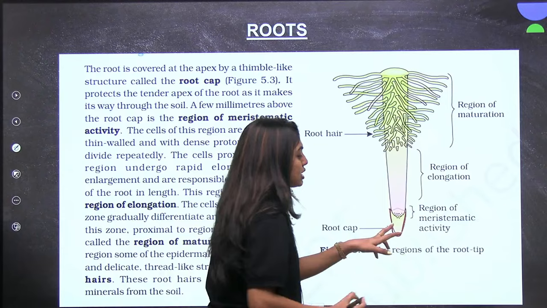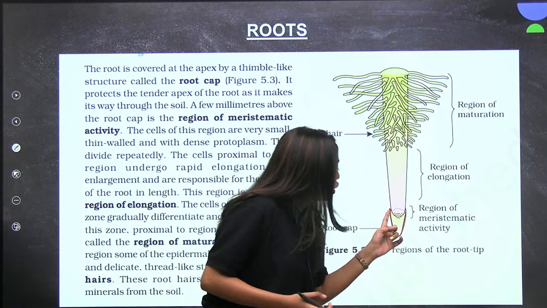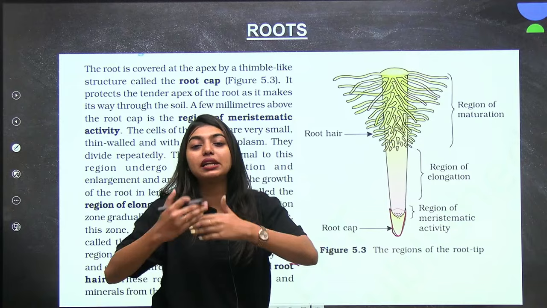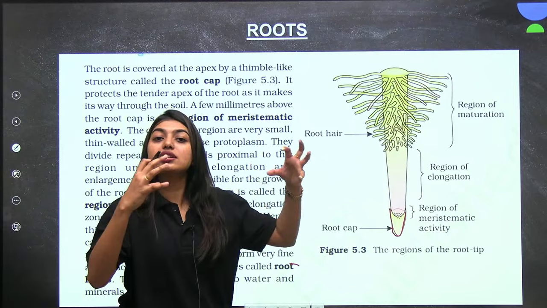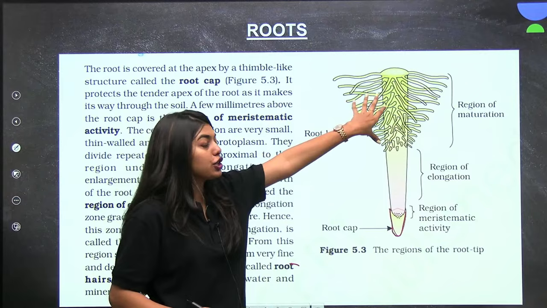I want all of you to open your NCERT and see, okay? You will see small dots here. Those dots are your region of meristematic activity where the cells are actively dividing, okay? Then we have the region of elongation where the cells are getting elongated and the root is growing in length, okay? Then we have the region of maturation where you have your root hairs present and other tissues, and there the cells are getting matured and differentiated.